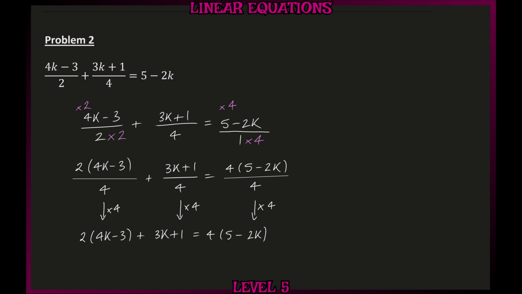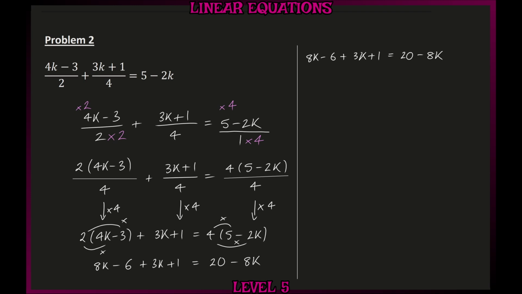We've now got brackets on both the left and the right, so we can expand these. We have 2 times 4k is 8k, and 2 times minus 3 is minus 6, plus 3k plus 1 is equal to 4 times 5 gives us 20, and 4 multiplied by minus 2k is minus 8k. We can now simplify the left-hand side by collecting together the like terms. So we have 8k plus 3k is 11k, and minus 6 plus 1 gives us minus 5. And on the right, we still have 20 minus 8k.